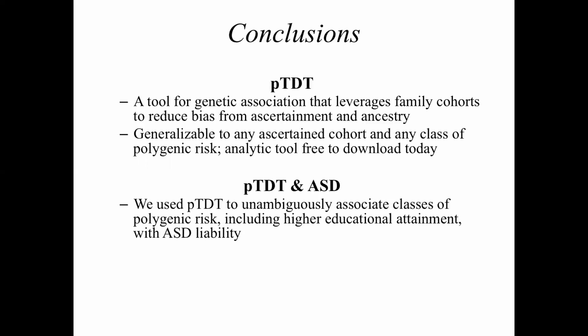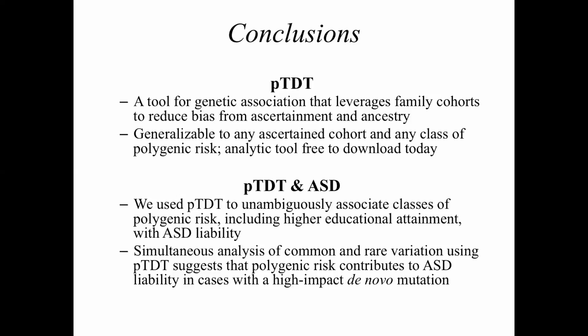When we applied it to autism, we used it to clearly associate classes of polygenic risk, including higher educational attainment, with ASD liability. So again, this is overcoming some of the potential confounders that we thought were behind this finding and others. And then we used the exome sequencing from the Simons to analyze together common and rare variation, and to show that polygenic risk contributes to ASD liability, even in cases with an extremely strong acting de novo mutation.